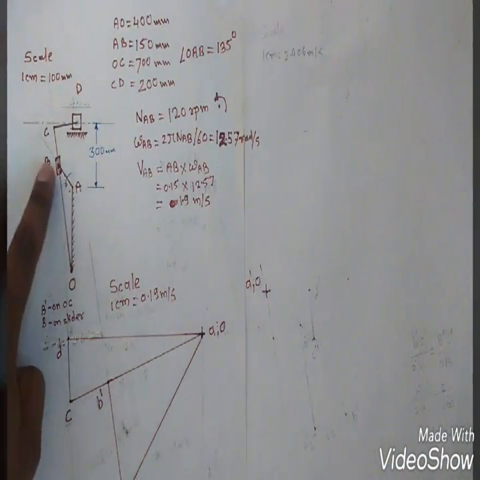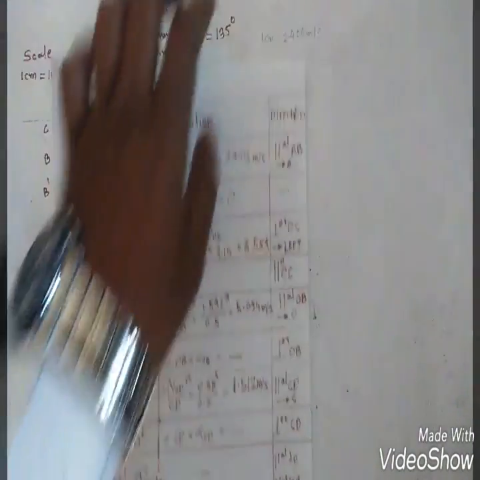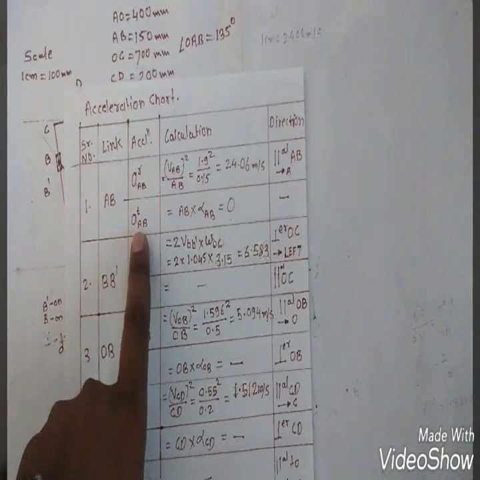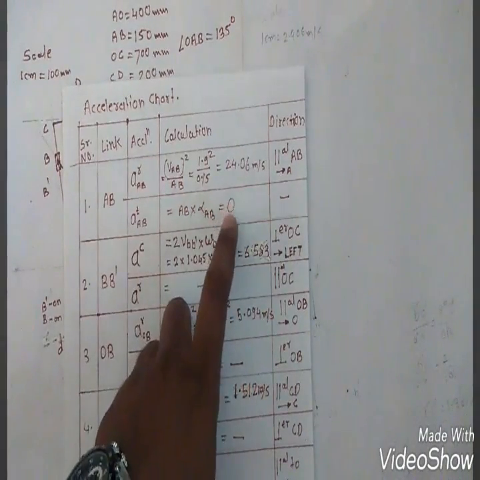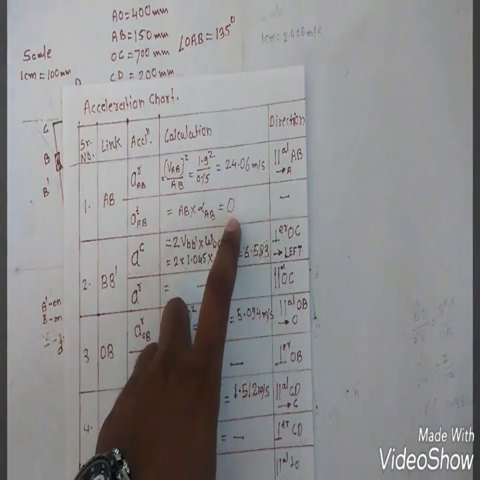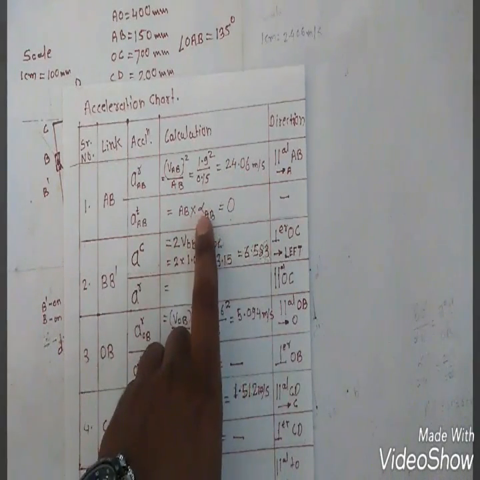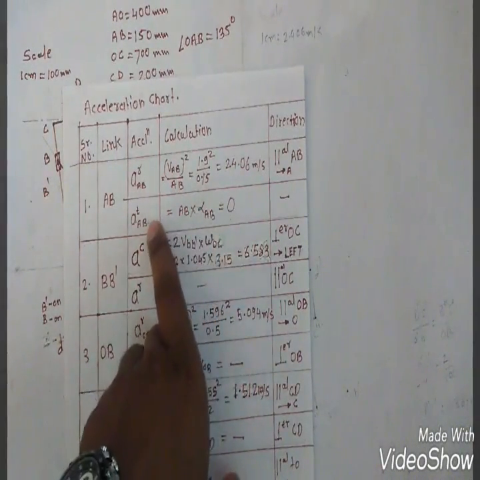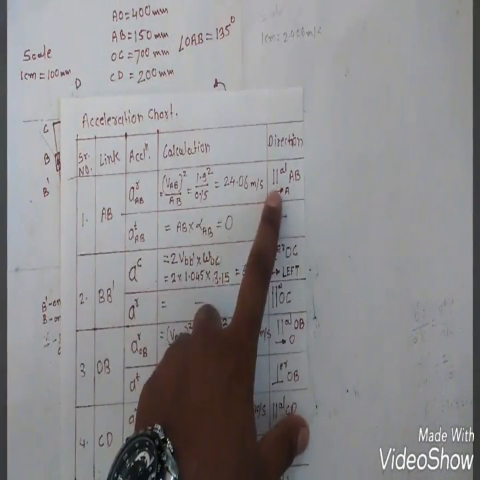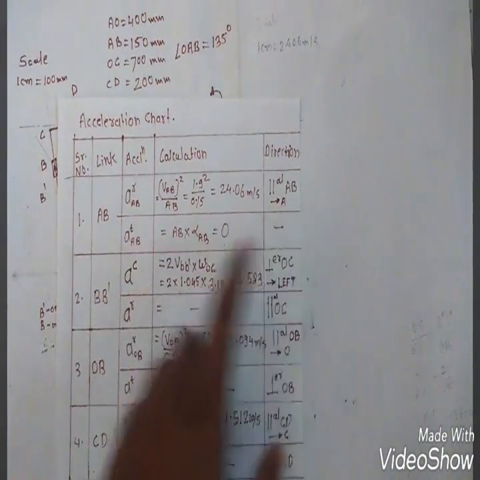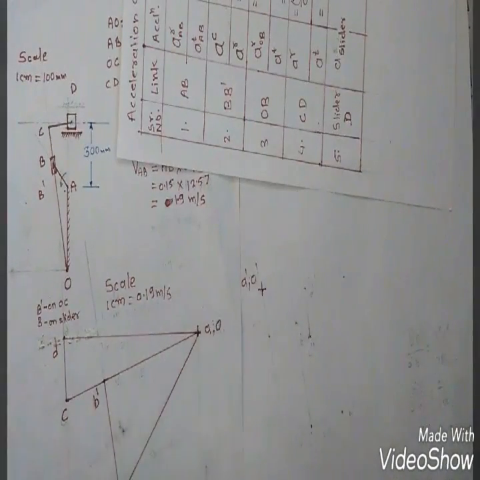We'll start with AB, and from the acceleration chart we have two vectors, first one radial and second one tangential. Here tangential acceleration is 0 because angular velocity is uniform. As omega is uniform, angular acceleration is 0. Therefore tangential acceleration is 0. So only one acceleration will be there, parallel to AB and towards A.